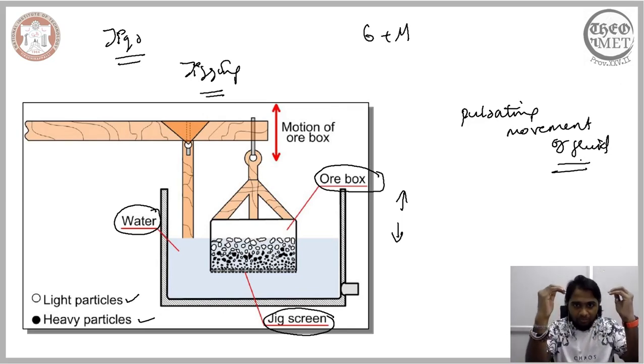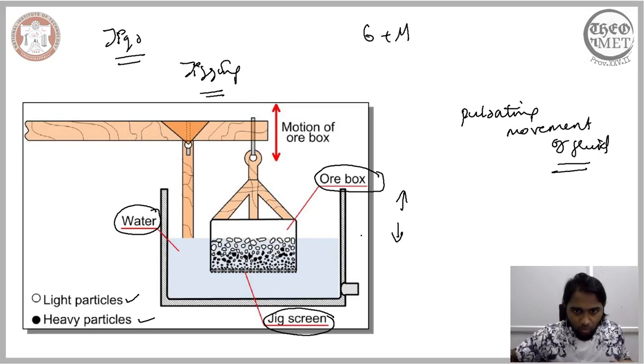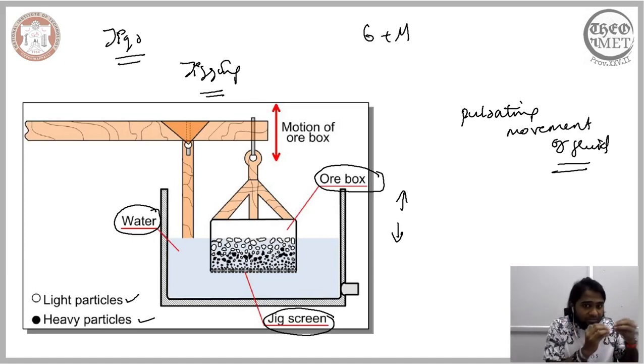Now when you allow the box to move down through the jig screen, the water will move up, and when you move the ore box above, all the water that has moved into the ore box will be removed from it. That is essentially what jigs achieve. Jig allows the particles to behave in a specific manner in response to the pulsating movement of the water. This pulsating movement will allow particles of different density to behave differently, thereby allowing us to separate the particles based on their behavior.